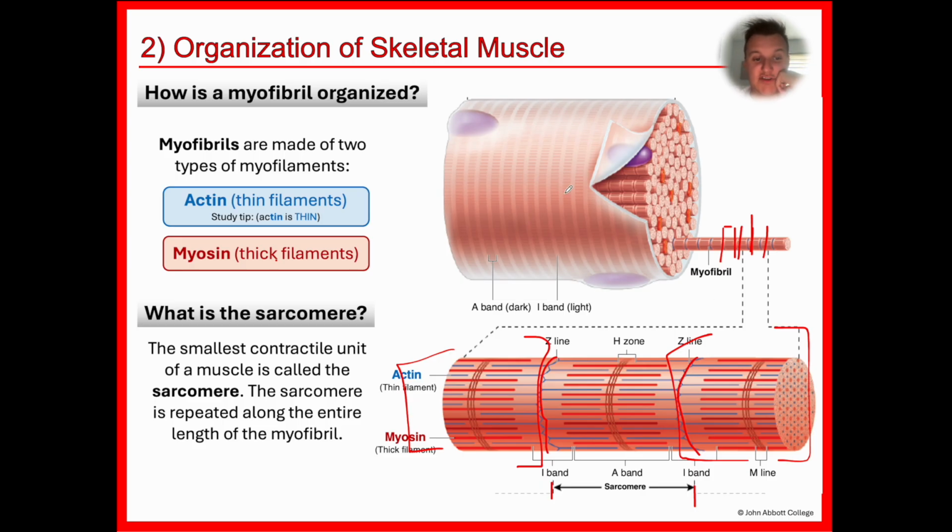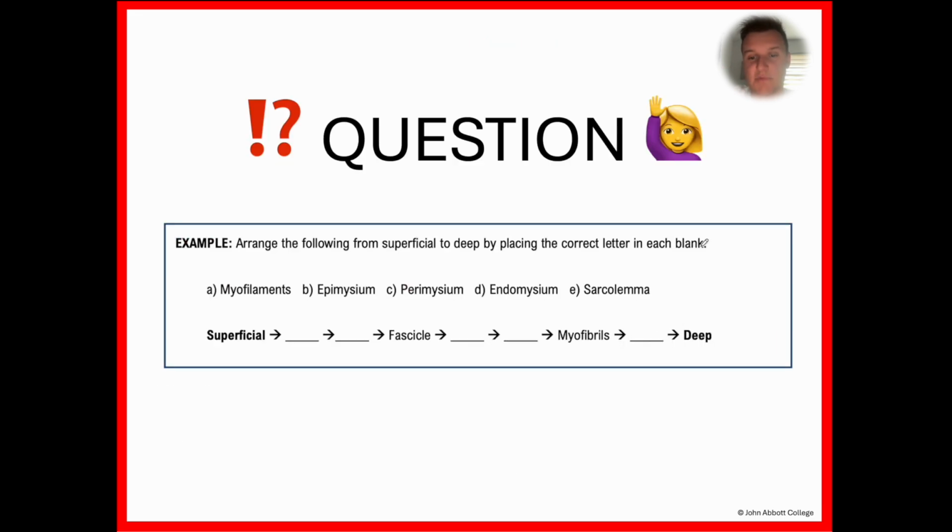All right, so the sarcomere. Do you see sarco again? That means muscle. That's where the sarco came from. The sarcomere is the smallest unit in the myofibril that contracts.